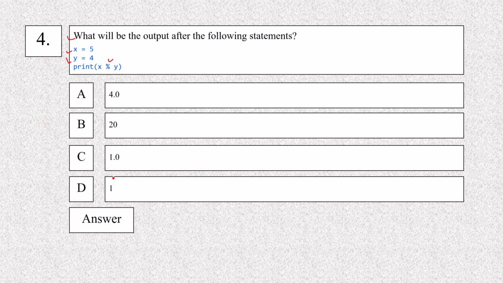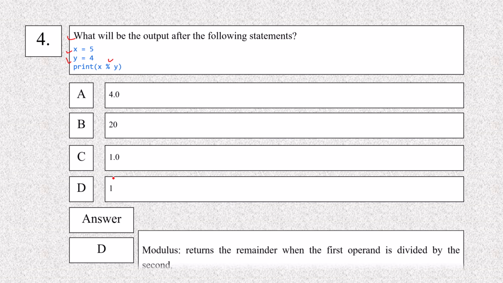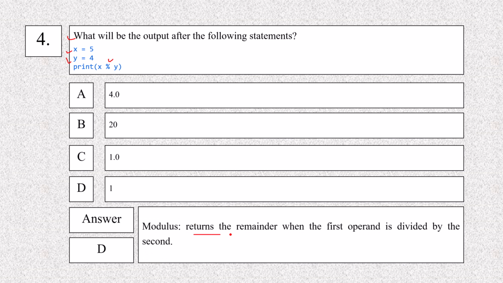Here the correct answer will be option D, because modulus returns the remainder when the first operand is divided by the second. So here is our 4, here is our 5 and 4. If I do this, the remainder will be 1. So that is why the correct answer will be option D.